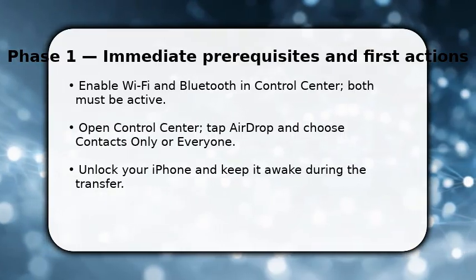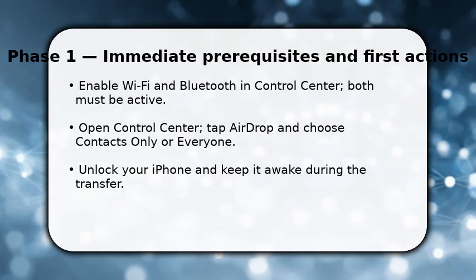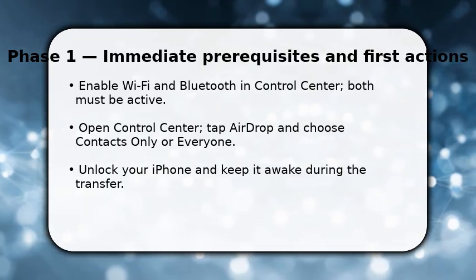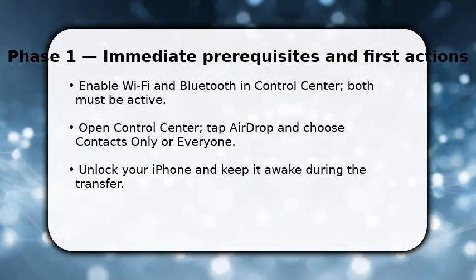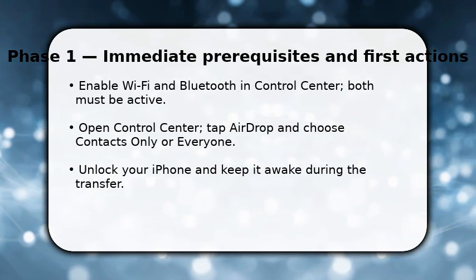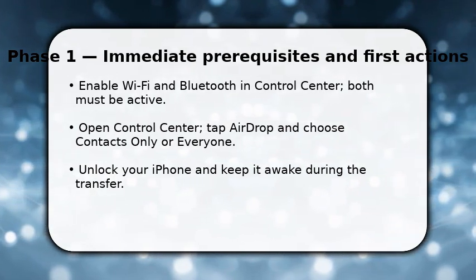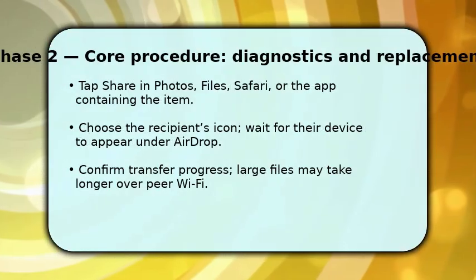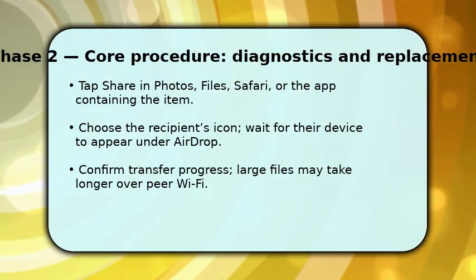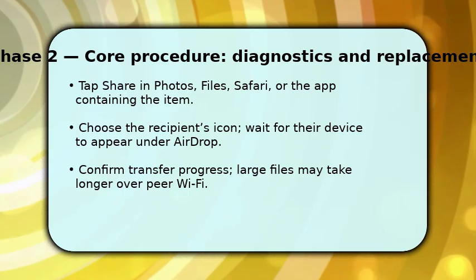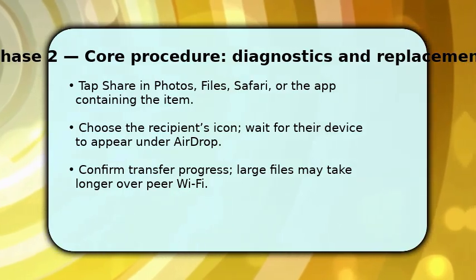Once done, go to the app holding the file. You'll see the share icon. Tap it now to reveal AirDrop targets, because visibility is the only way the transfer can start. You've opened the item to share, so tap Share and scan the AirDrop row for nearby devices. When the recipient's icon appears, tap it. That action requests permission on their end.